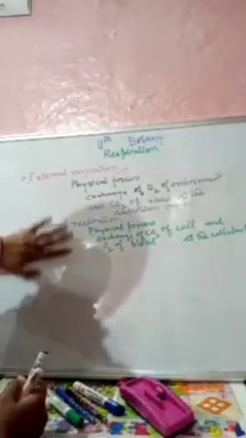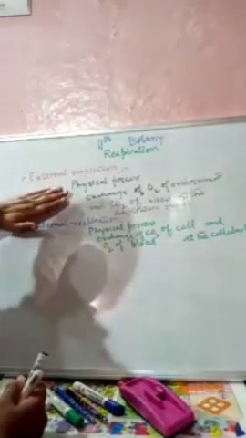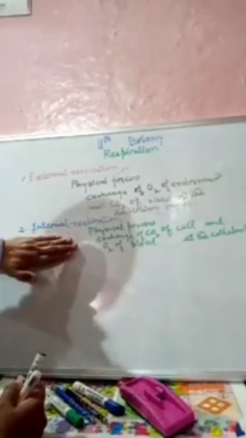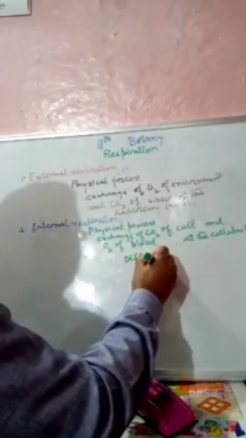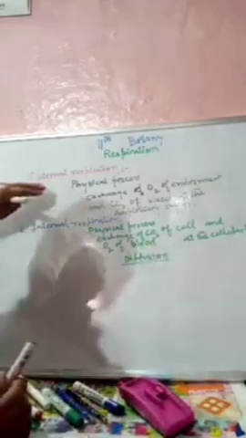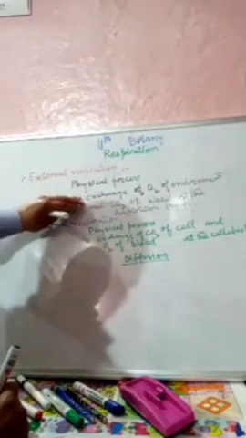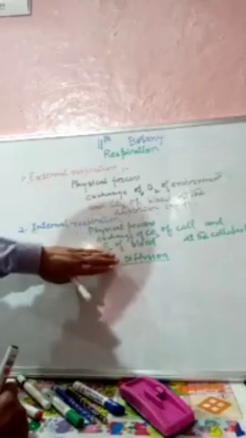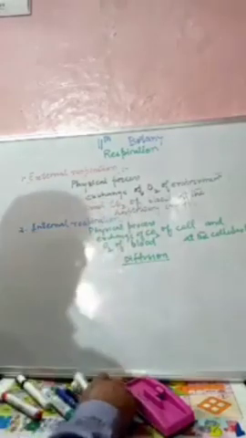Now both these exchanges of gases, in the external respiration and the internal respiration, occur on the principle of diffusion. In both these phases there takes place the exchange of gases, and those exchanges take place on the principle of diffusion.